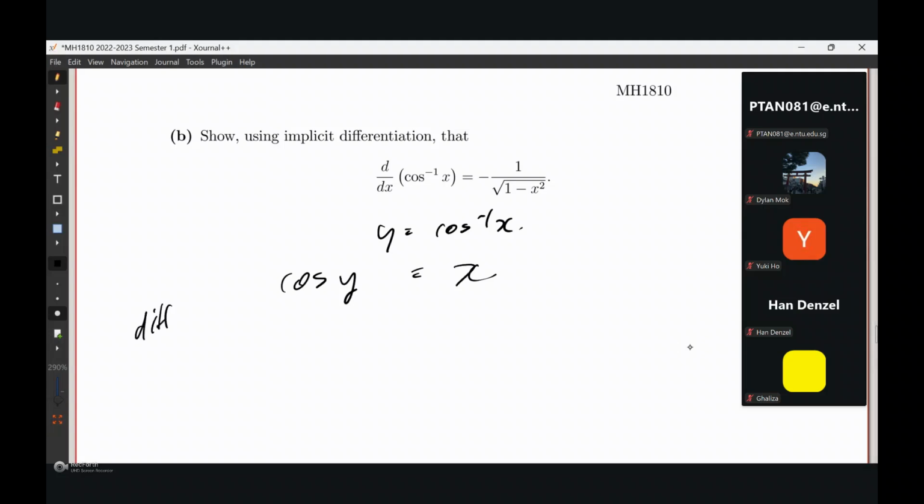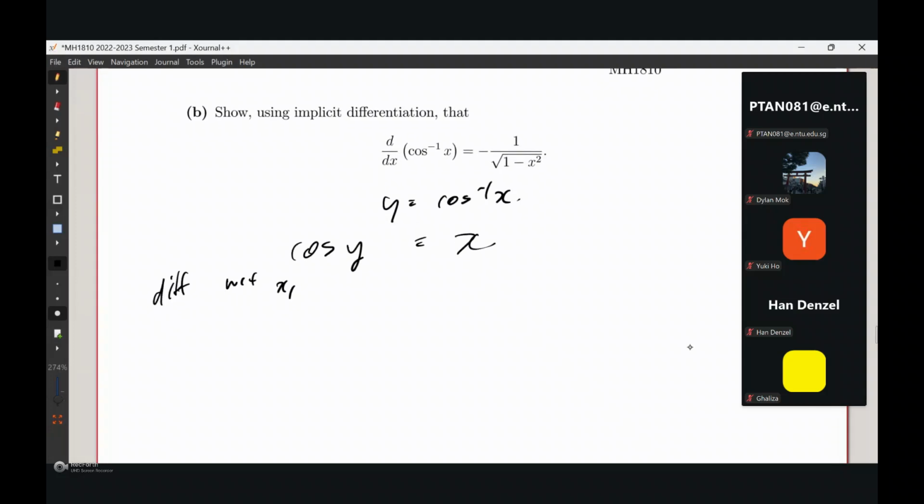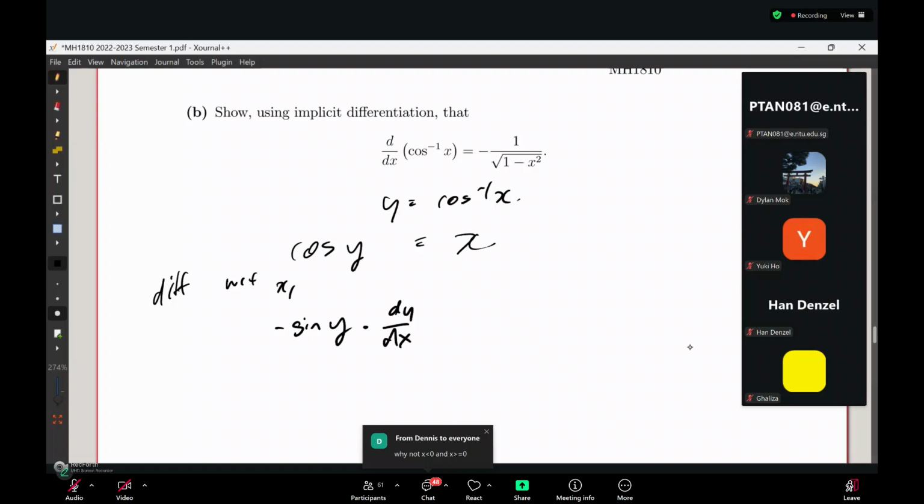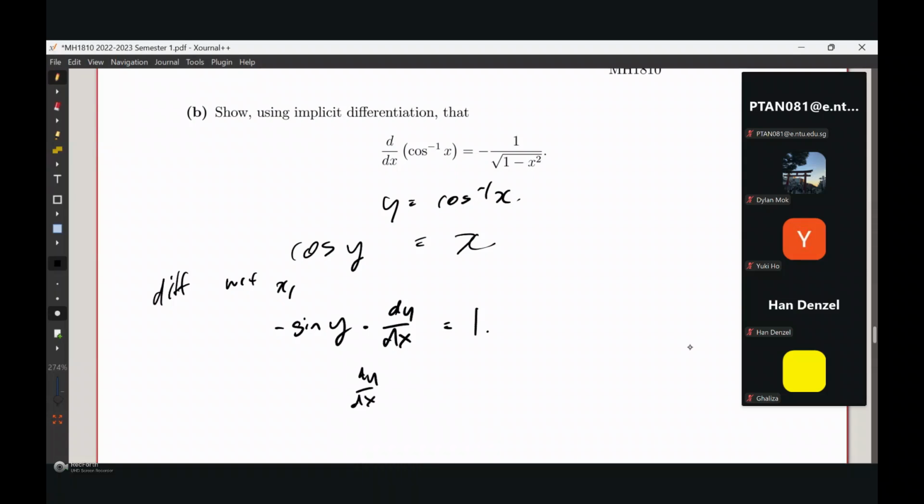Then differentiating with respect to x. Differentiate cosine y. This one, be careful. Differentiating cosine y, you will get negative sine y times the derivative of y, which is dy over dx, and this is equal to 1. So dy over dx is equal to 1 over negative sine y, so negative 1 over sine y, given like this.